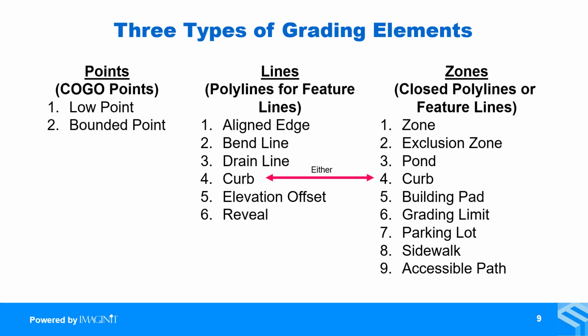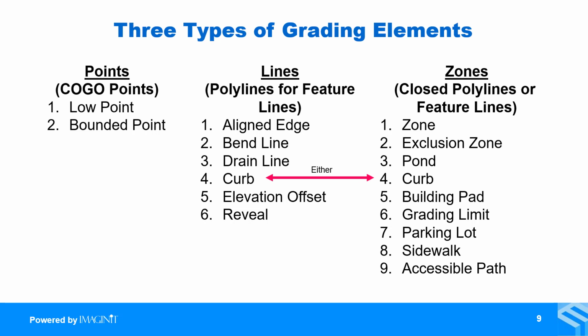These grading objects, or grading elements, are defined in three different ways: via points, via lines, or via zones. Points are COGO points that you place inside of your existing surface elevation area, and then you can either have it solve for a low point in the area or define a bounded point, which you actually set an elevation target so that your surface will come up and meet it.